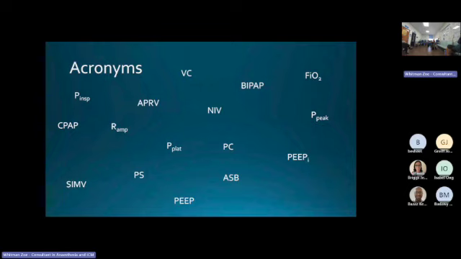ASB is relatively simple. Assisted spontaneous breathing. It's the same as pressure support on the newer ventilators that we've got. The annoying thing is that all of these, these are mostly Draeger ones actually, but all of the different makes of ventilator have very similar modes of ventilation, but they all have slightly different names that mean different things, which is annoying. And you have to try and work out how they correspond to each other.